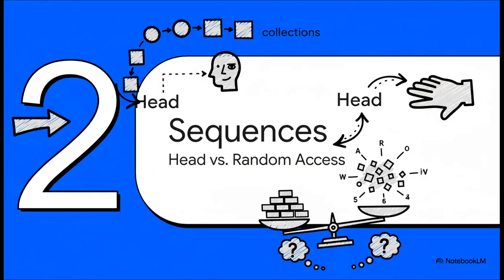Okay, so now that we've got immutability down, let's look at where the rubber meets the road with our first major trade-off, sequences. You might think all ordered collections are basically the same, but in Scala, that's definitely not the case. Picking the right one is all about knowing how you're going to use it.